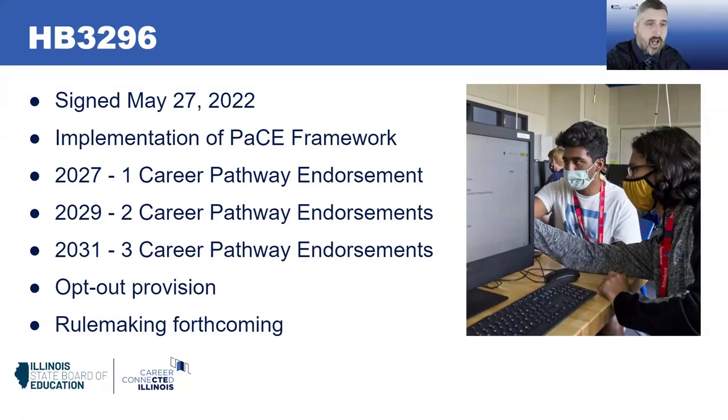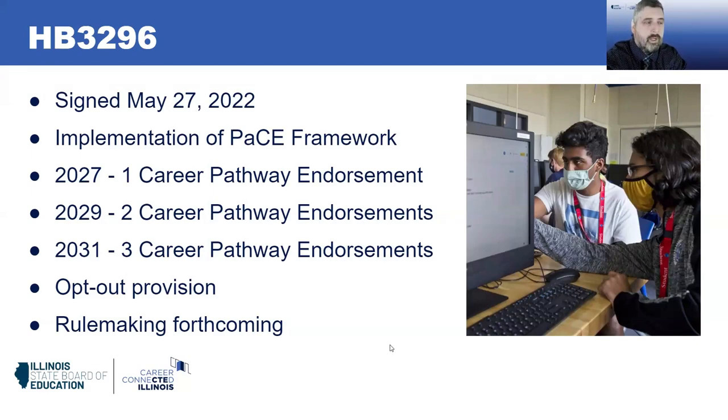We know that in 2027, schools are being asked to provide one career pathway endorsement for their students. By 2029, it's two, and by 2031, it's three. As that work continues in our school districts, the conversation is happening around what that process looks like and what we have to do as a school district to meet the minimum guidelines for 2027. That's a lot of the work that Heather has been doing at the state level with the endorsements for us.